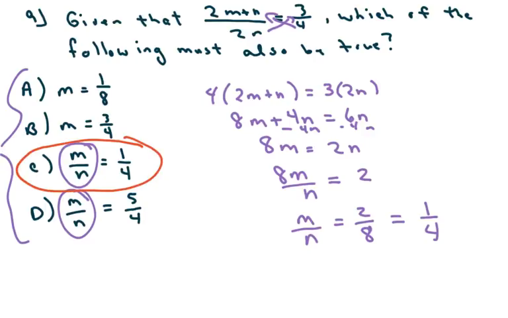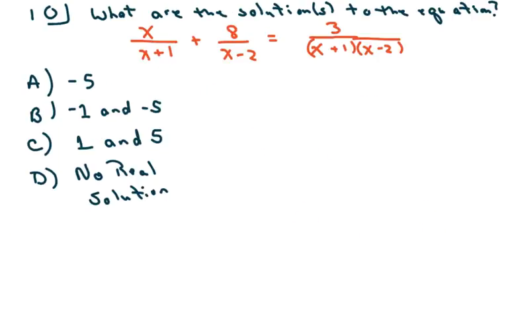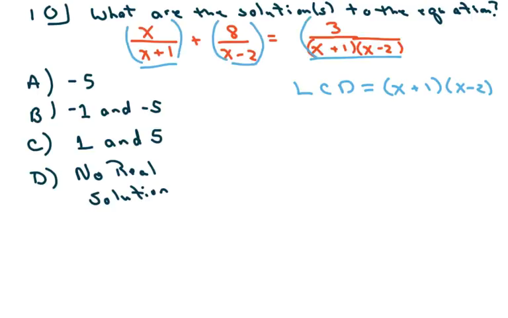And one more for this set. It says, what are the solutions to the equation? So the first thing I want to do is know that my LCD, or my least common denominator, is this right here, because it includes both of these here. And what I'm going to do is multiply each of these terms by my LCD and clear the fractions, so clear the denominator.